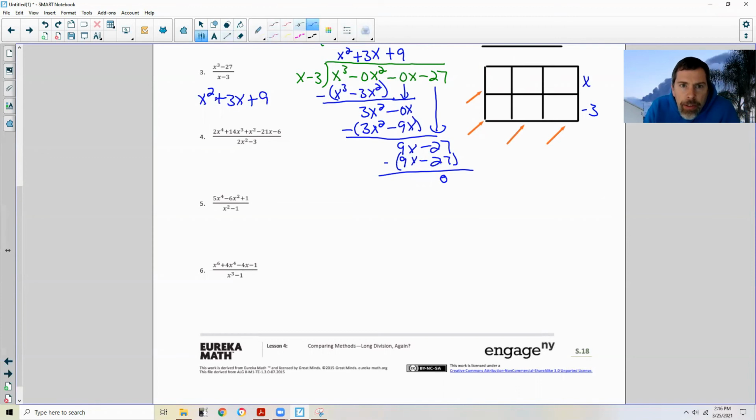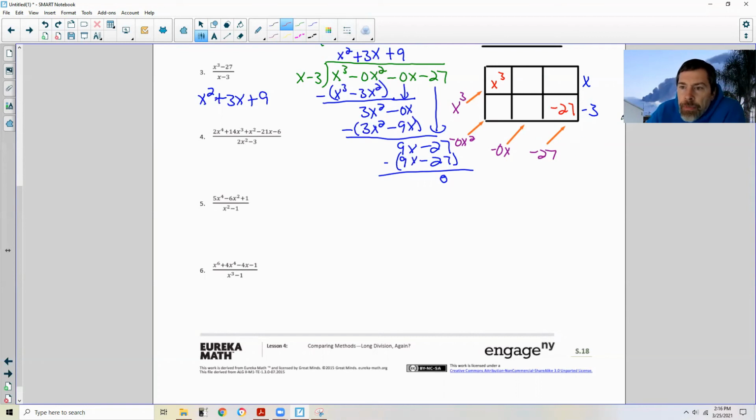Okay. So then I'm going to write what I'm trying to get. X cubed, 0x squared, 0x, negative 27. Negative if you want, but it doesn't mean anything. 0 is 0. So this is going to be x cubed, and this is going to be negative 27. We always know the first and last, top left, bottom right corners.